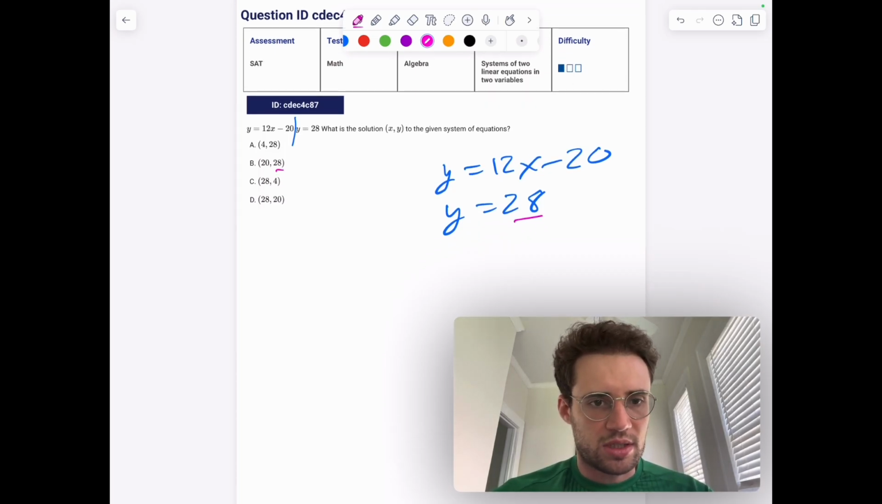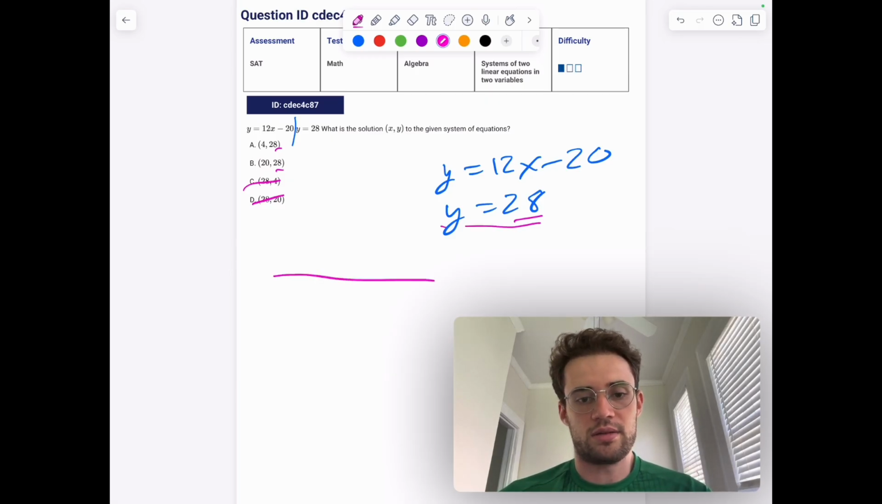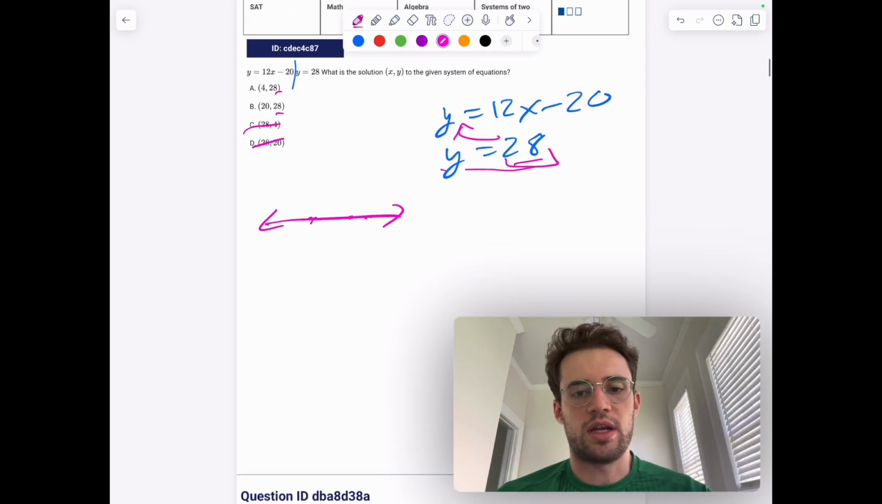So we actually know it's going to be either A or B. Y equals 28. So every point that's on this line, it's a horizontal line at 28 up from the origin. The only way that it's going to be on that line is if y equals 28. So it's either A or B. And then you just plug in 28 for y and then solve for x in the other equation.